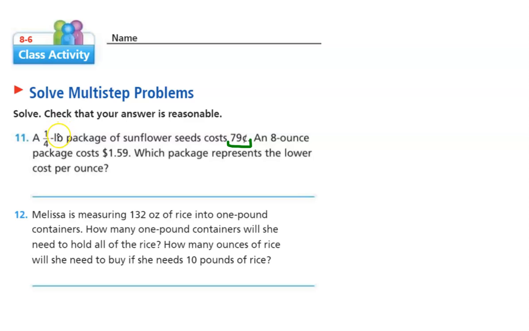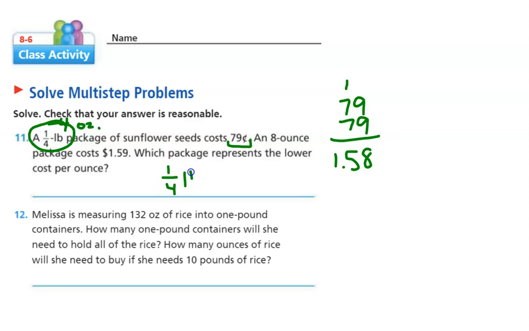Okay, so a 1/4 pound is going to be the same as 4 ounces if you use that little chart in the front. You also could have seen that you'd have to multiply them to equal 16. But anyway, that's going to be 4 ounces. So a 4-ounce container costs 79 cents and an 8-ounce container costs $1.59. So let's just do 2 of these 4-ounce packages, which is going to be 2 groups of 79. 9 plus 9 is 18. That's $1.58. Holy cow, look at how close that is. So it says which package represents the lower cost per ounce, and that would be the 1/4 pound package.